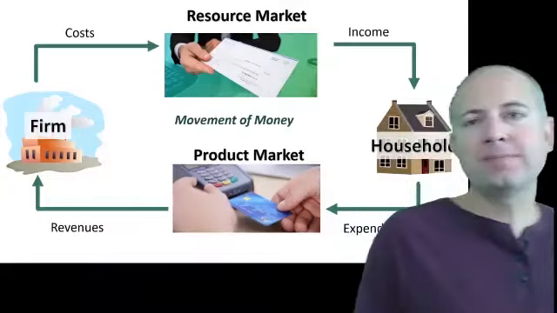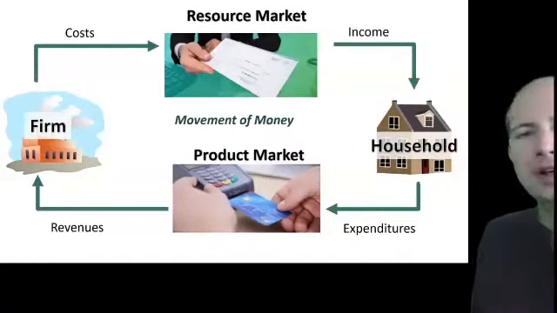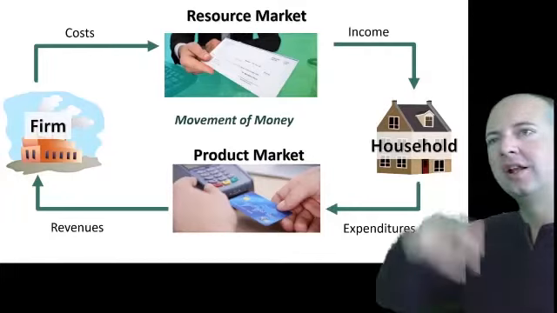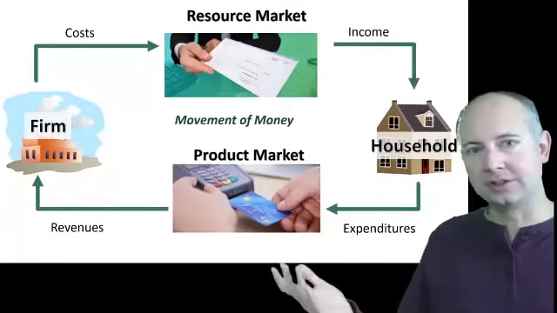And product market to the firm. So again, when Ford sells you the car, those are revenues for the firm. So if we look at this from the household side, if you were setting up a family budget, you're sort of balancing your checkbook, although nobody uses checks anymore.